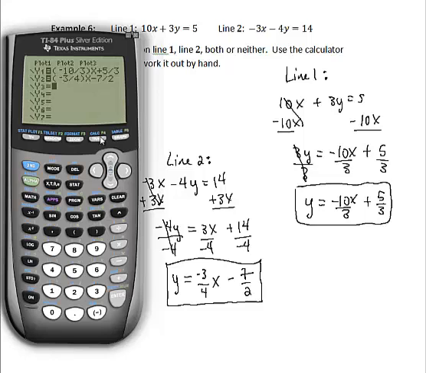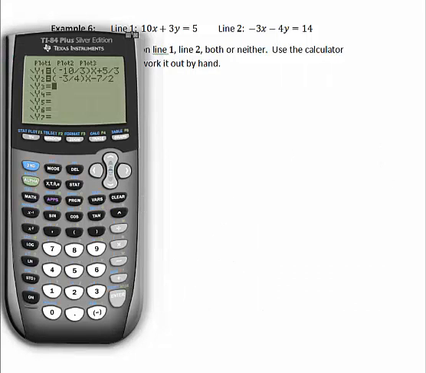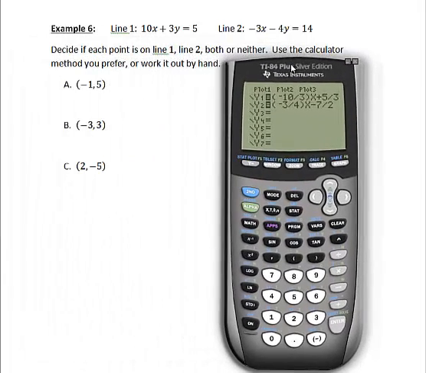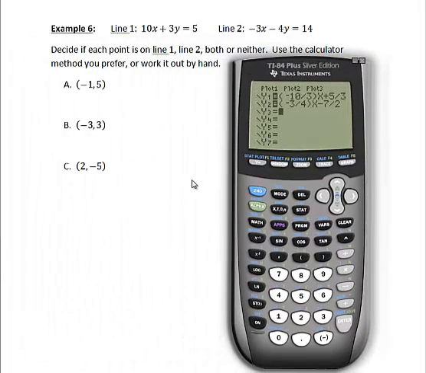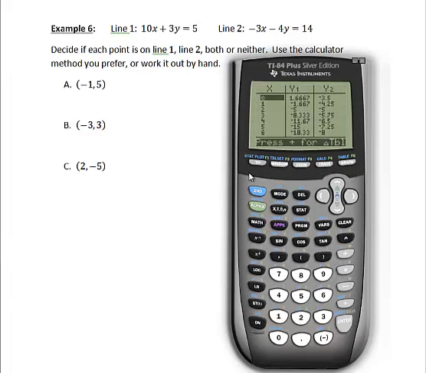and what we'll do is we'll look at the table to decide whether any of these ordered pairs are on line 1, 2, both, or neither. To go to the table, we have to hit the second key and then graph. You can see table is written in blue letters above the graph button, and so that just simply tells you that you have to hit the blue second button in order to access the table.